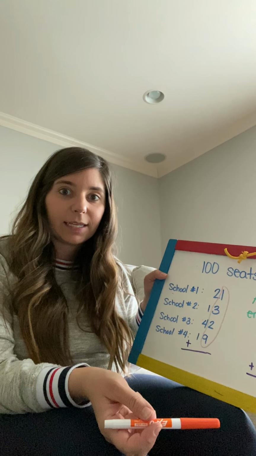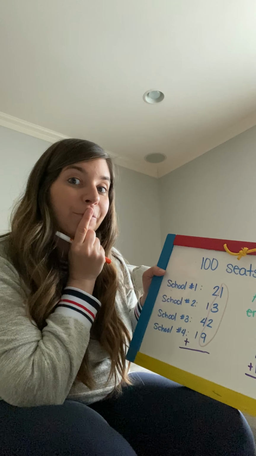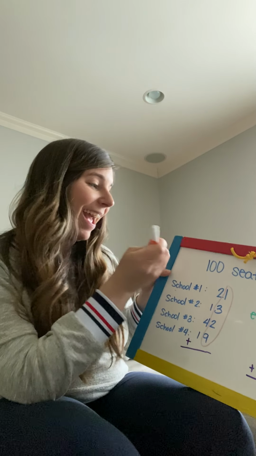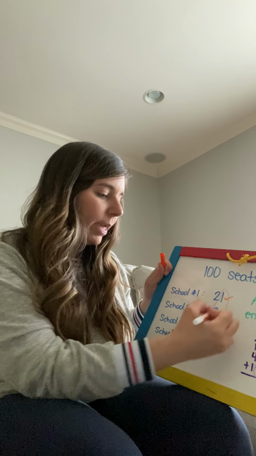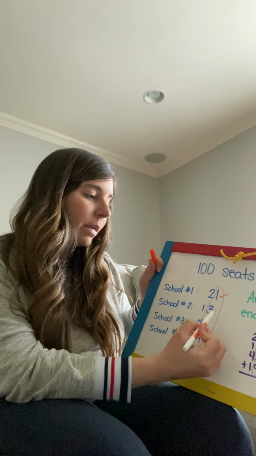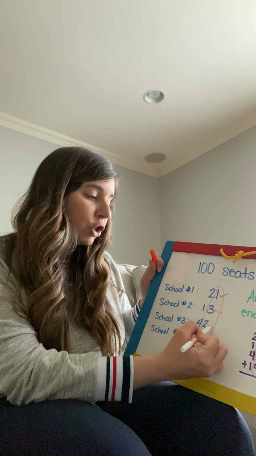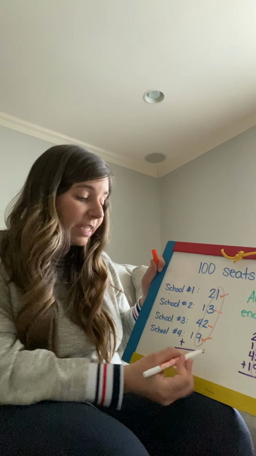I see a tens pair. Do you see it? You see it? Yeah, that's right. It's the 1 and the 9. The 1 and the 9 makes 10. 10 plus 3 more is 13. 13 plus 2 more is 15.